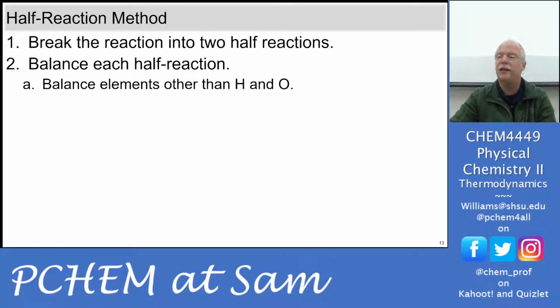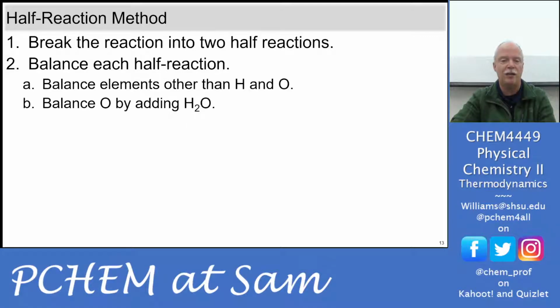Well, you balance the elements first that are not hydrogen and oxygen. So this is the order part that really matters. Leave hydrogen and oxygen for later, because in balancing the elements, you may end up adding oxygen, and you may end up adding hydrogen. And so if you've already tried to balance the hydrogen and oxygen, you've already messed up what you were doing. So balance all the elements other than hydrogen and oxygen.